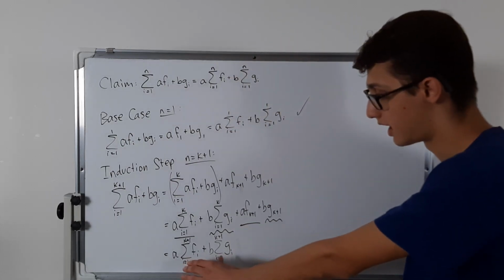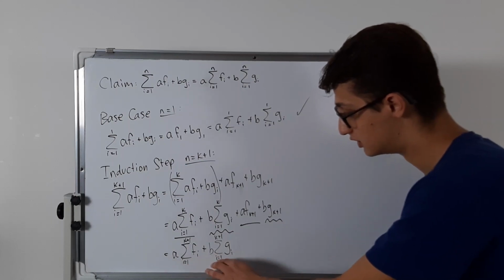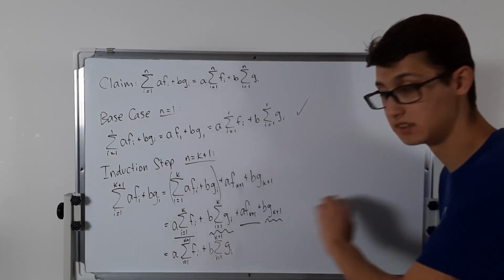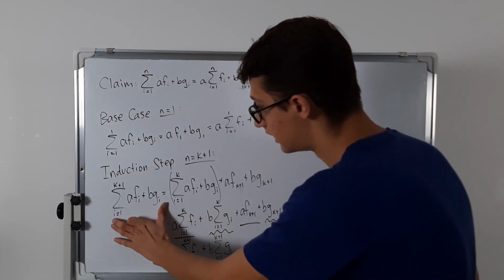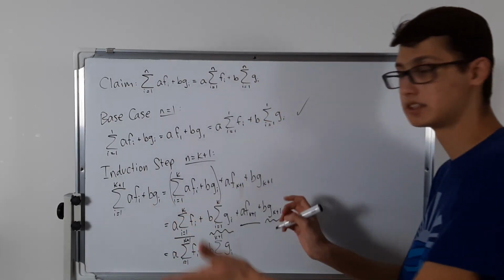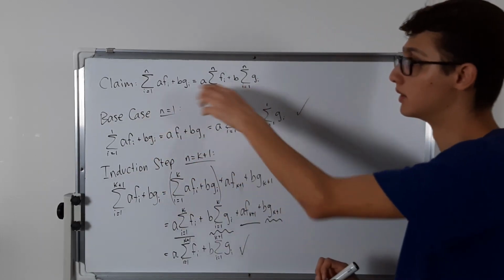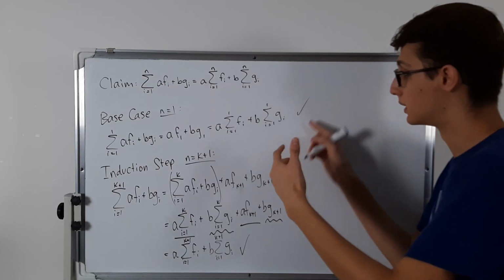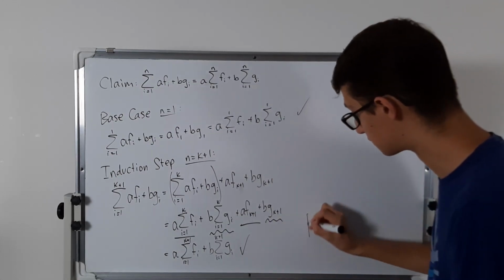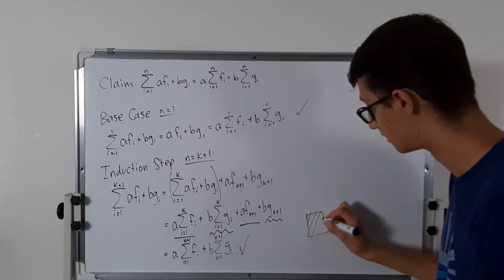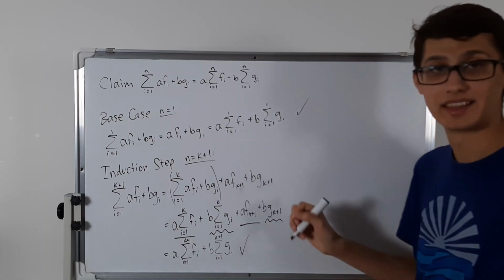And what we have now is A times the sum to k plus 1 of F sub I, plus B times the sum to k plus 1 of G sub I, and this, we said, is equal to this, because this is true, and we showed that it's in this form with n equals k plus 1. So we showed the base case and the induction step, and that means that we actually proved our statement for all natural numbers n.